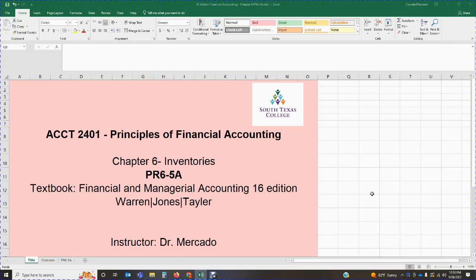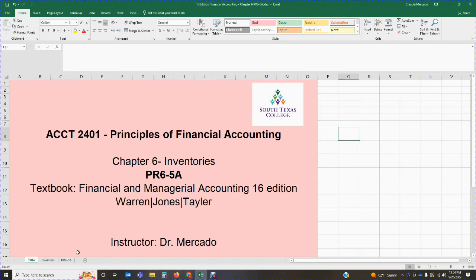Welcome to another lecture over Chapter 6, which deals with inventories. In this particular lecture, we are going to be covering problem 6-5A. You should be seeing something similar to this on your exam, so please pay close attention to it. Now this is a long problem, okay? It's not difficult, it could be a little bit confusing, but it is time consuming, okay? So do not get frustrated, okay?